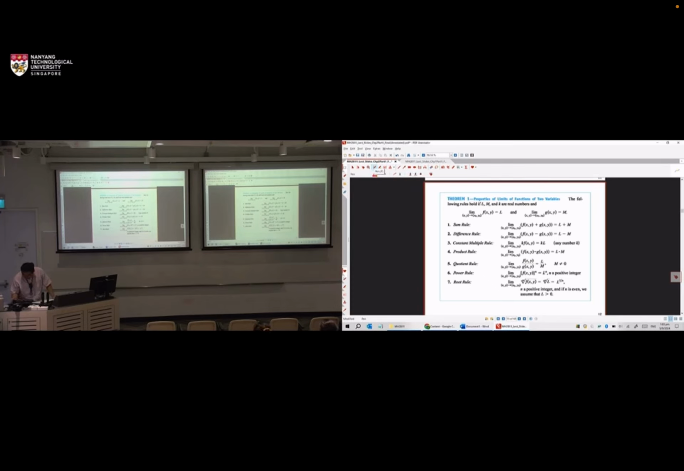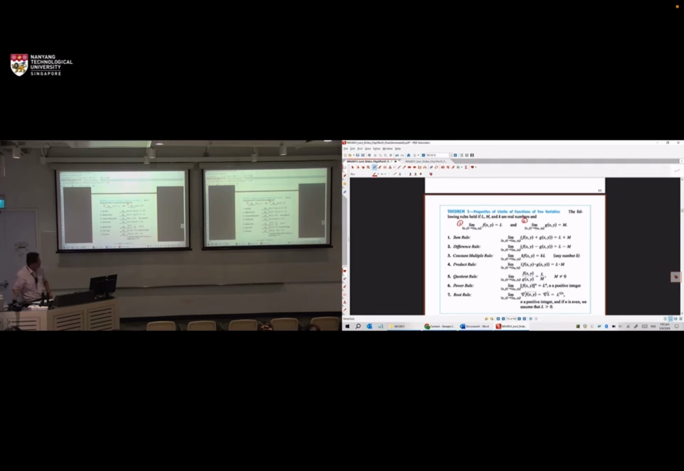So the following hold if L, M, K are real numbers. Assuming you are given this condition, the limit as (x,y) approaches (x0,y0) of f(x,y) equals L, and number 2, the limit of g(x,y) as (x,y) approaches (x0,y0) equals M. Let me just briefly go through. Your f plus g basically is L plus M.